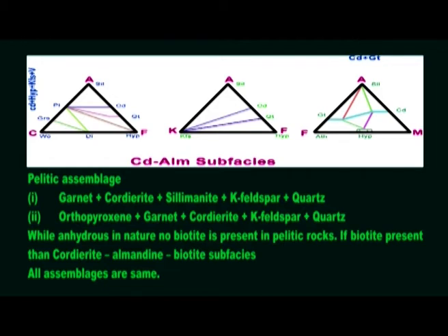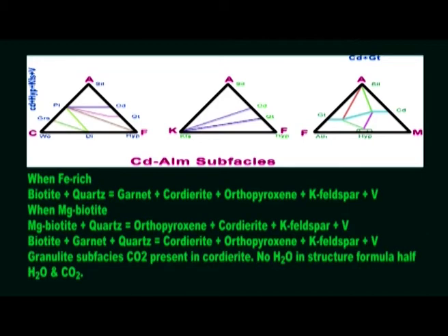If biotite is present, then cordierite almandine biotite subphases. All assemblages are the same, where Fe-rich biotite plus quartz give rise to garnet plus cordierite plus orthopyroxene plus potash feldspar plus water. When Mg biotite plus quartz give rise to orthopyroxene plus cordierite plus potash feldspar plus water. Biotite plus garnet plus quartz give rise to cordierite plus orthopyroxene plus potash feldspar plus water. Granulite subphases: CO2 present in cordierite, no H2O in the structural formula, half H2O and CO2.